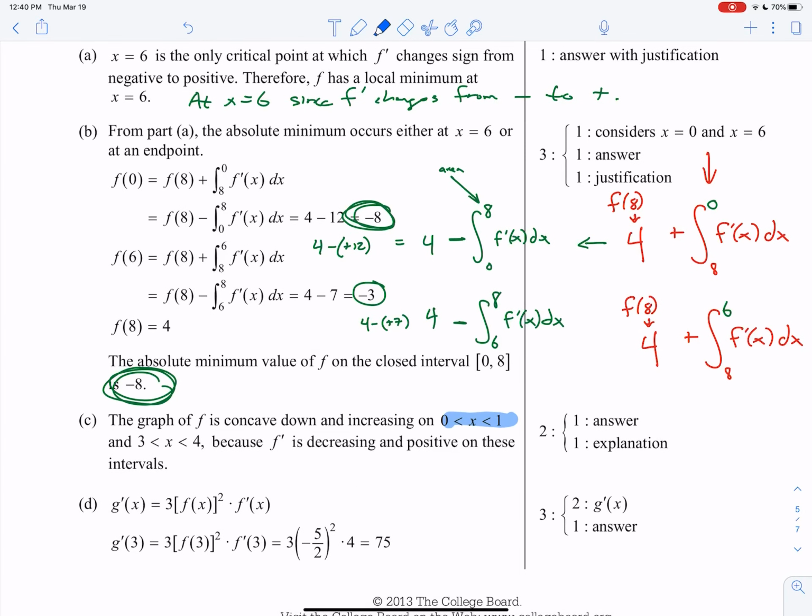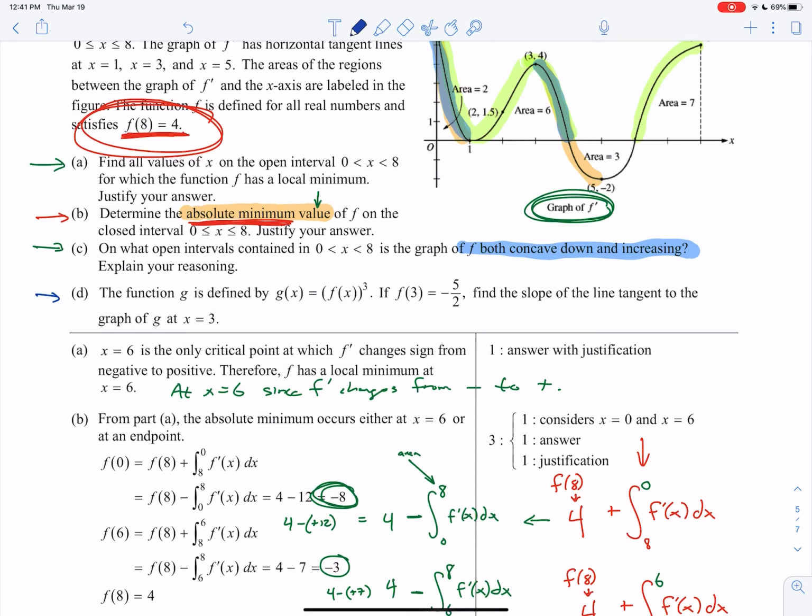Part D. They introduced this new function g, and g includes f, but the f of x cubed. Okay? If f of 3 is negative 5 over 2, find the slope of the tangent line. Okay, slope of the tangent line, okay, refers to the derivative. Okay, so here we go. What we need to do here, I'll do it over here.